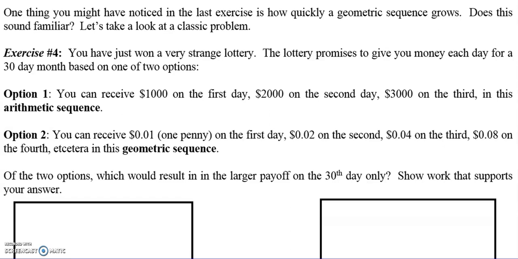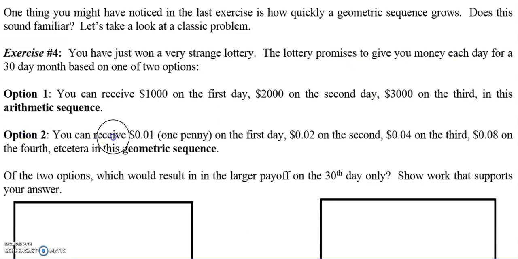So basically in exercise 4, you have just won a very strange lottery. The lottery promises to give you money for each day for 30 days a month based on 2 options. So option 1, you can receive $1,000 on the first day, $2,000 on the second day, $3,000 on the third. This is an arithmetic sequence because you're just adding $1,000 each time.